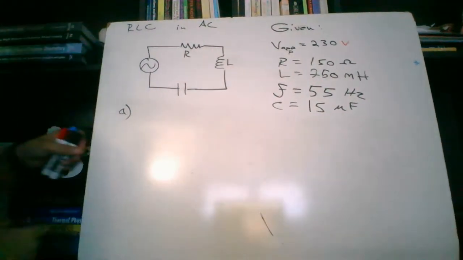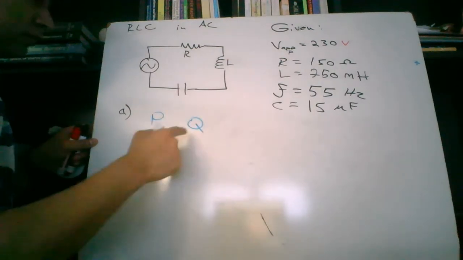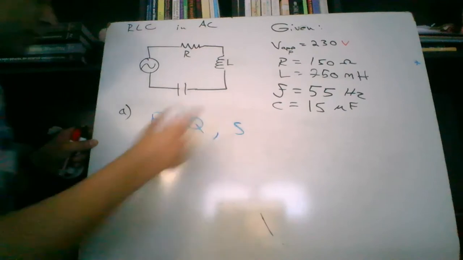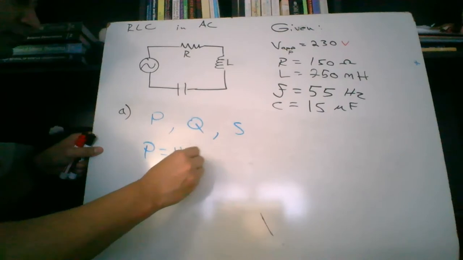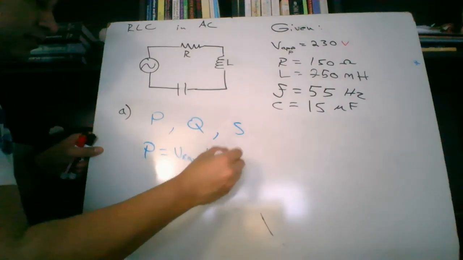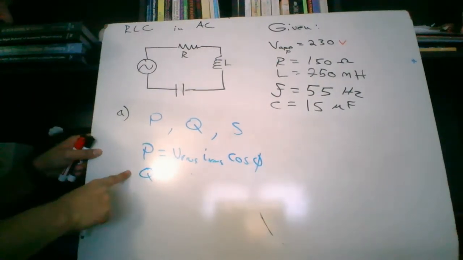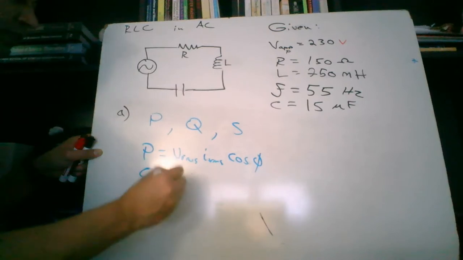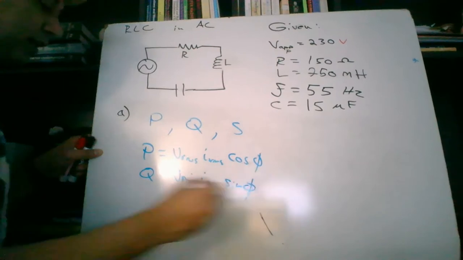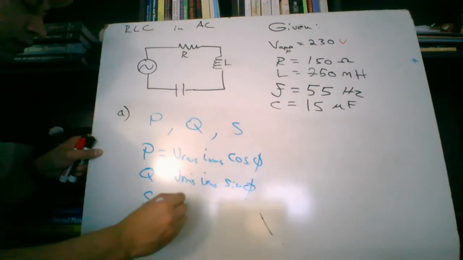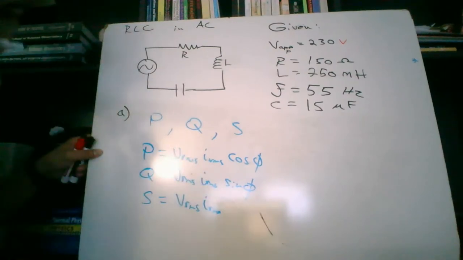Let's just do all three of them at the same time. We want to know what the power is, the reactive power, and the apparent power. Power is going to equal VRMS times IRMS times cosine phi. Q, which is the reactive power, is VRMS times IRMS times sine phi, and S is just VRMS times IRMS, and there's no phi angle there.